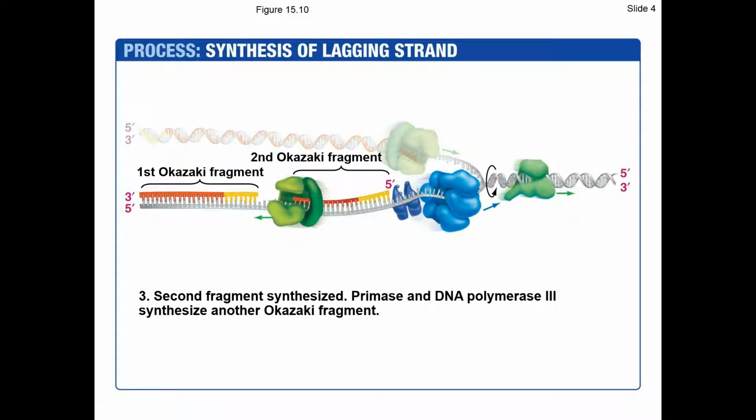And basically, DNA polymerase is going to continue to synthesize this strand of new DNA until it bumps into the RNA primer. And when it bumps into the RNA primer, that DNA polymerase enzyme falls off. The clamp will loosen and DNA polymerase will fall off of the molecule of DNA.